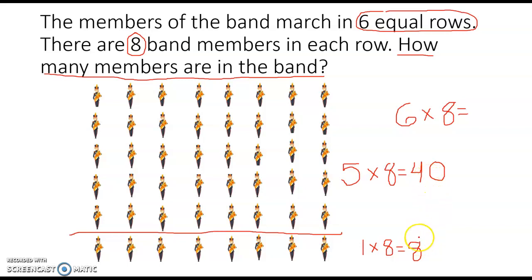Now I take 40 and 8, I take my products, and all I have to do is find the sum. I need to add them together. So 40 plus 8 equals 48. So how many members are in the band? 48.